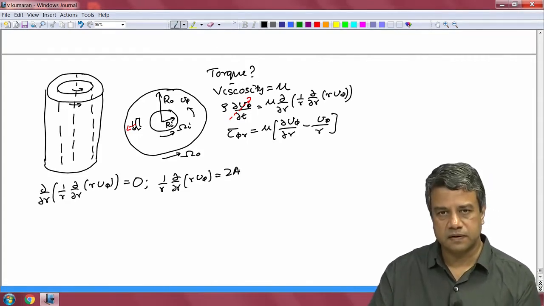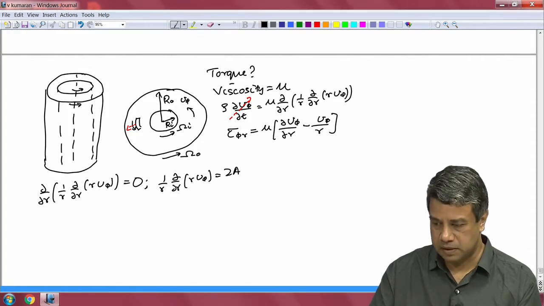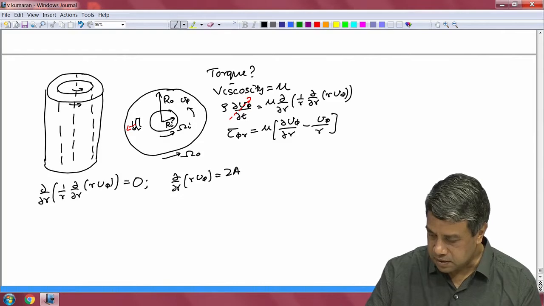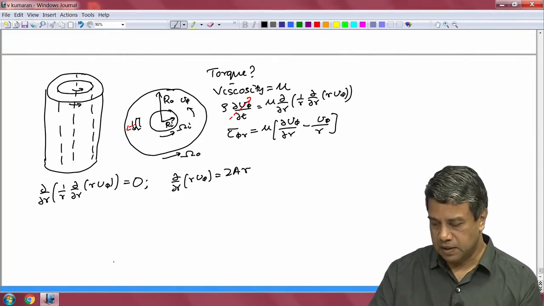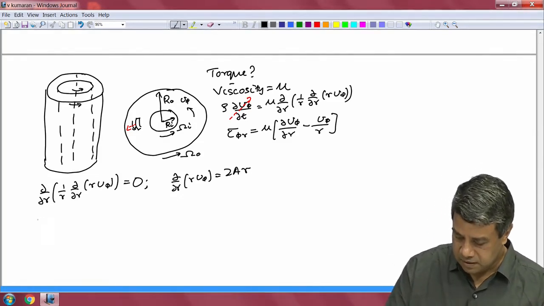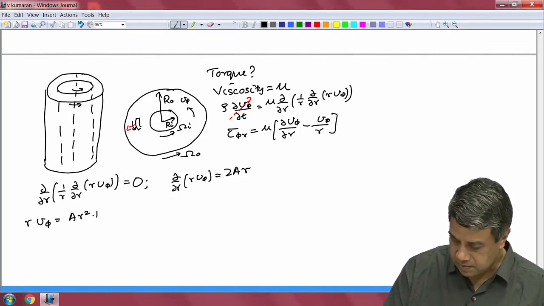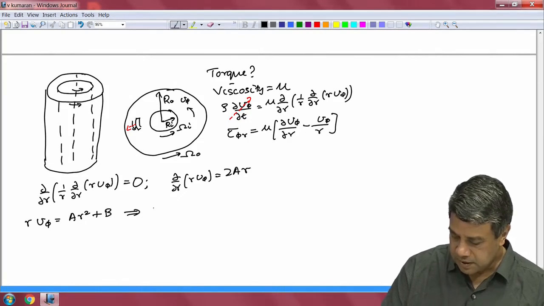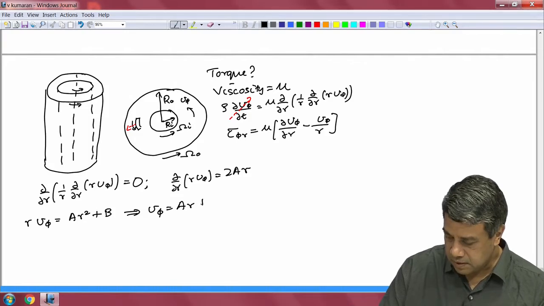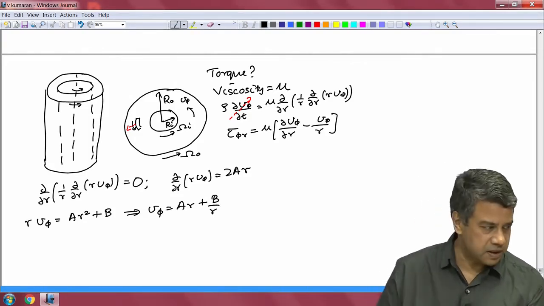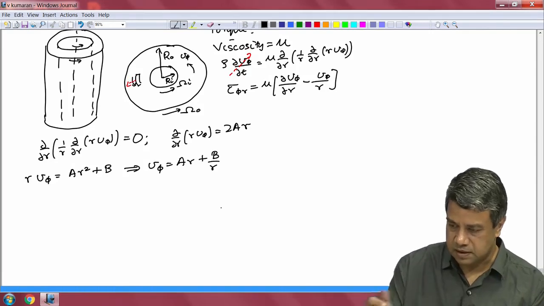The reason for the factor 2 will become apparent in a minute, and multiply both sides by r. So, this is equal to 2ar. Integrate this and we will get r v phi is equal to a r square plus B, which implies that v phi is equal to a r plus B by r. That is the solution for the velocity in this case.